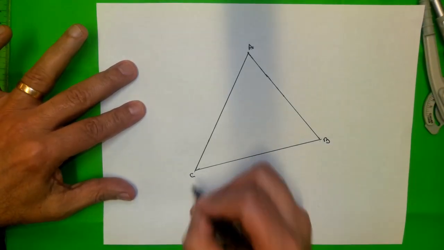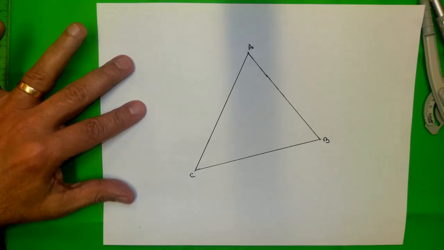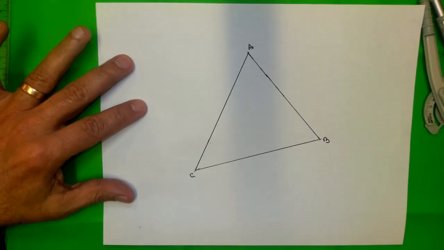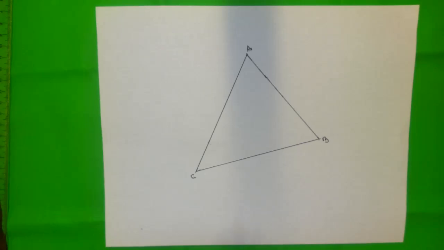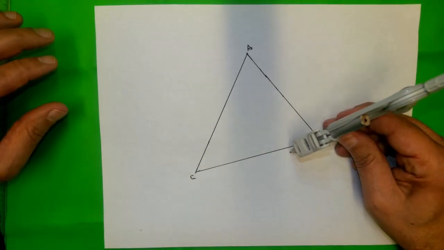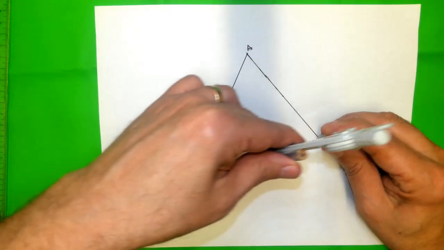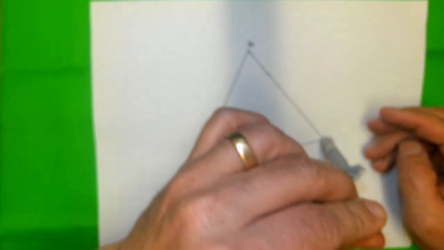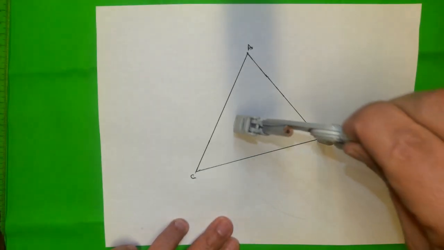For constructing the circumcenter, you need the perpendicular bisectors of the sides of the triangle. So I'm going to start with BC and construct the perpendicular bisector. If you remember, you have to put the compass on one of the endpoints. I'm going to start at point B, open it more than half, and draw an arc down and an arc up.